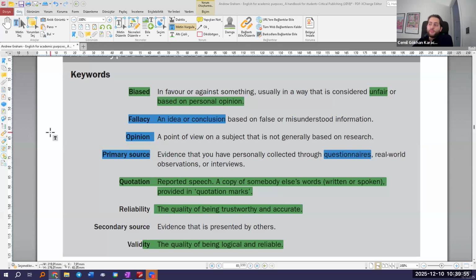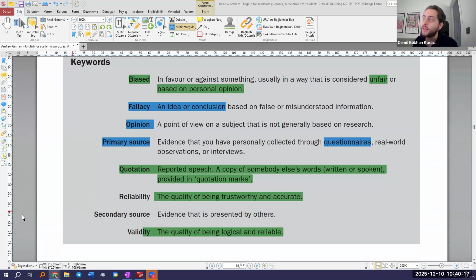Reliability is the quality of being trustworthy and accurate. And we talked about what types of works are more reliable and what makes a piece of writing, a piece of evidence, a reliable one. And validity is the quality of being logical and reliable as found by upcoming research as well.